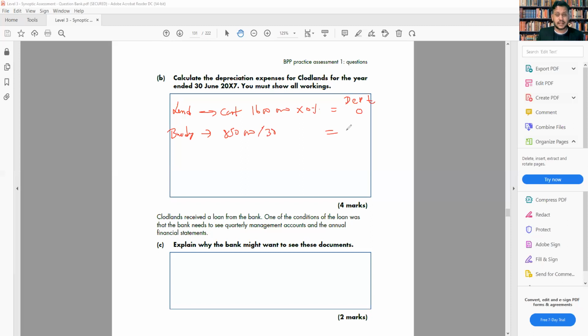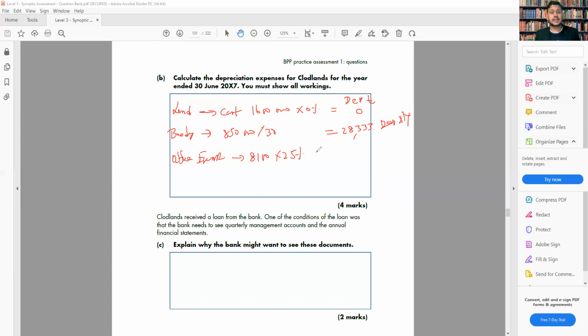850,000 divided by 30 years, so 850 divided by 30 will give you 28,333. This will give you the depreciation per year. And finally, you have office equipment. Office equipment, and there's 25% on cost, the reducing balance.